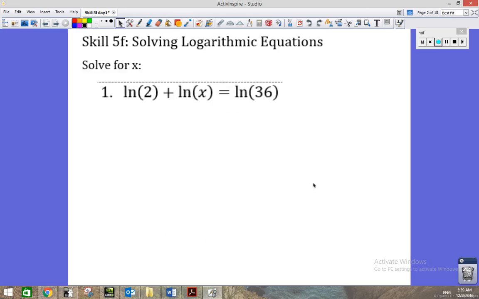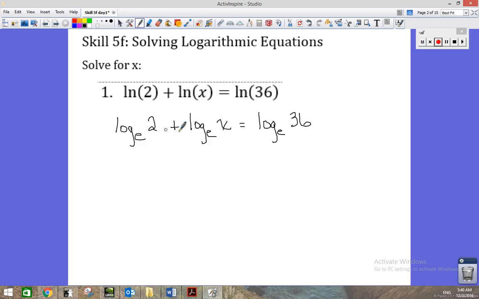We have a product rule. See here, all of these have the same base, a base of e. And rather than writing it log base e, they write it ln, natural logarithm. I'm not exactly sure why. If you really want to, in the beginning, you can think of this as log base e of 2 plus log base e of x is equal to log base e of 36. As a beginning student first learning this stuff, that's exactly what I would do.